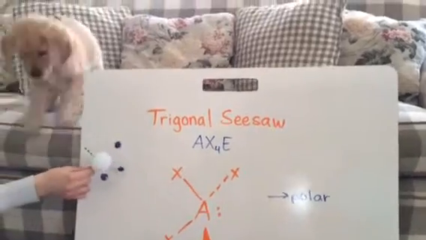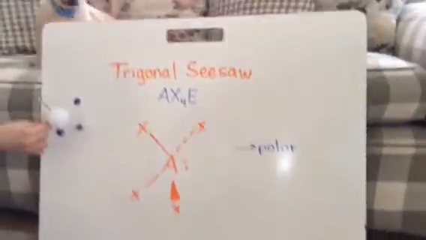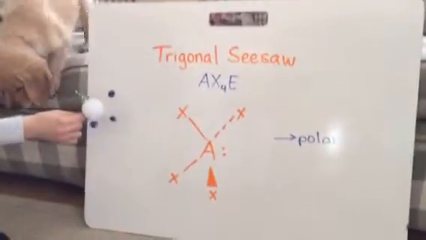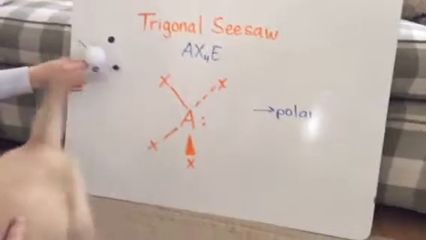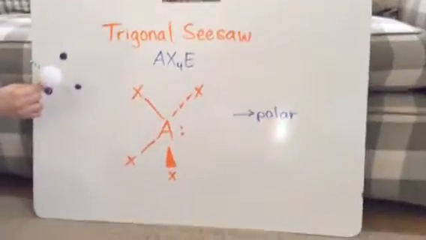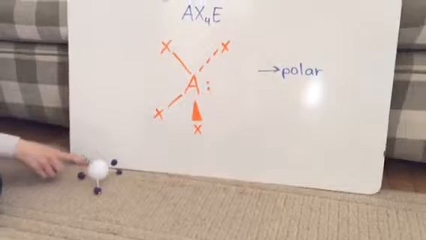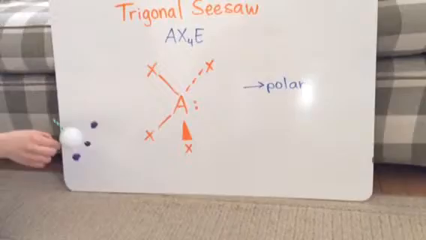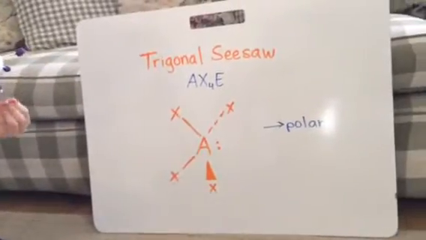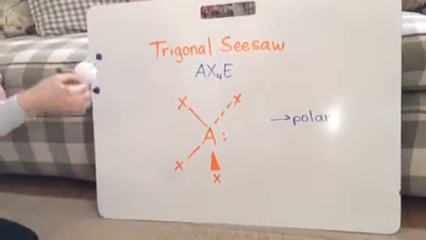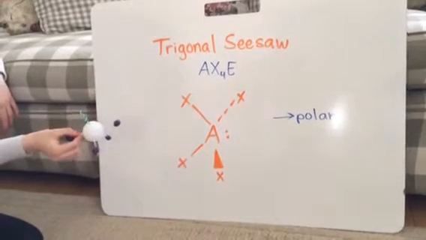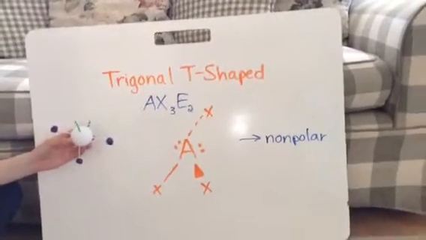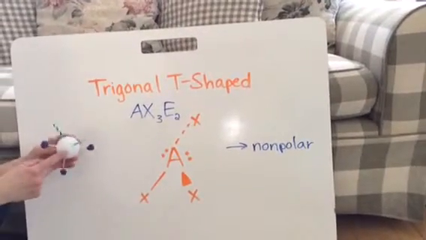Trigonal seesaw has four pairs of bonded electrons and one pair of unshared electrons. And the four atoms cause a seesaw shape, hence the name trigonal seesaw, and it is polar because all of the charges do not meet in the middle, and the unshared pair of electrons repels the other four atoms further, which is why it's shaped like a seesaw.